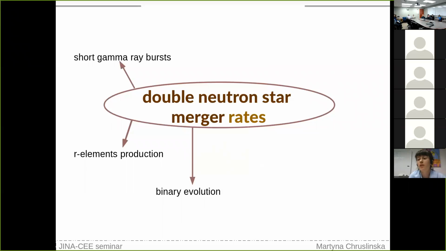And for at least a couple of those areas, it is actually important to know how often such mergers happen. So what are the merger rates of double neutron stars? We need to know this, for instance, to understand whether those events are able to explain the r-process enrichment of galaxies, or to understand short gamma ray burst physics to constrain the models, and possibly to understand whether the double neutron stars are the only progenitors. But also, comparison of theoretically inferred rates with observations is one of the possible ways to constrain models describing binary evolution. And this is what I'm going to focus on since I'm working on this.